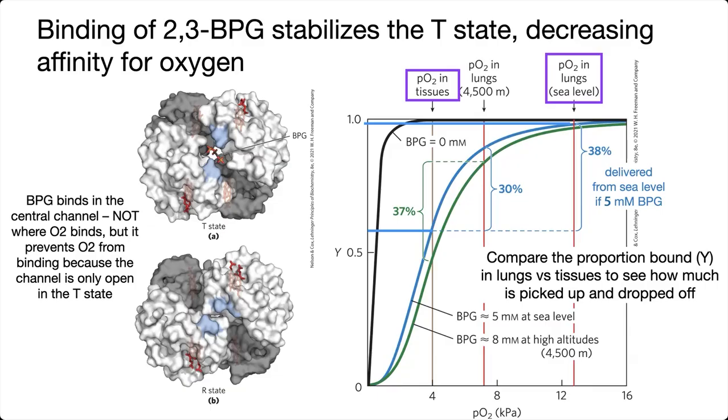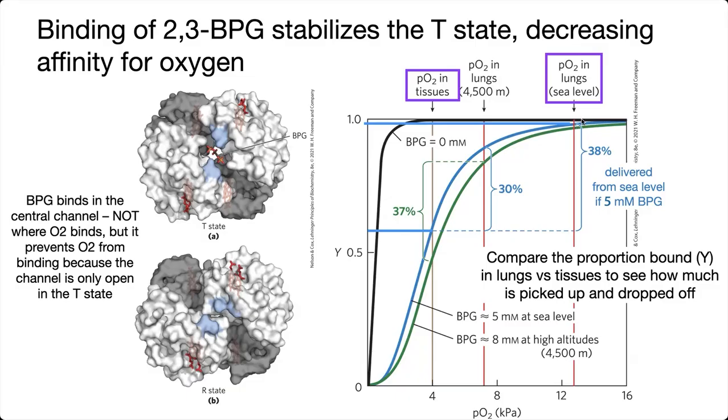So now let's go back and look at another one of those binding curves. This one looks a little more complicated. Apologies, the book overlaid a lot of stuff, which can be a little overwhelming, so we'll take it one by one. Here we're seeing the oxygen in the lungs at sea level, and here we're seeing the oxygen in the tissues, just as before. If we focus on this blue line right now, the black line is no BPG. The blue line is if we have 5 millimolar BPG, which is fairly typical, and then the green is 8 millimolar BPG, which as we'll see is what you'd want at a higher altitude where there's less oxygen.